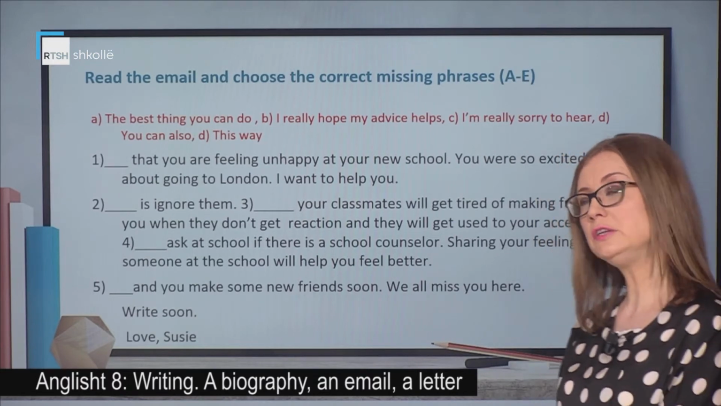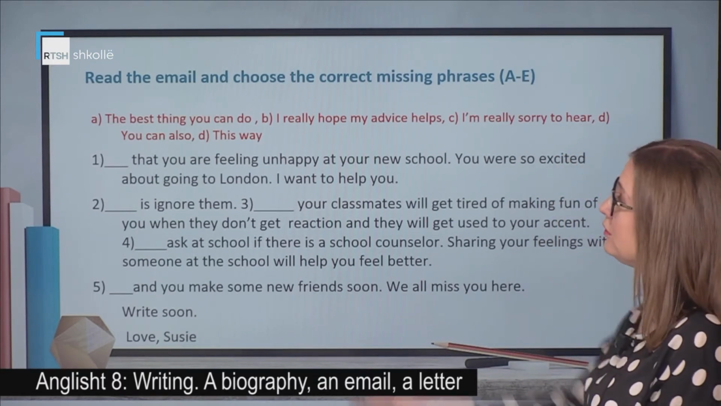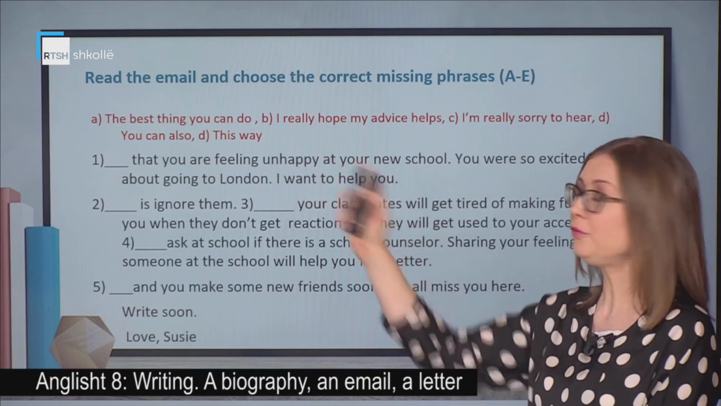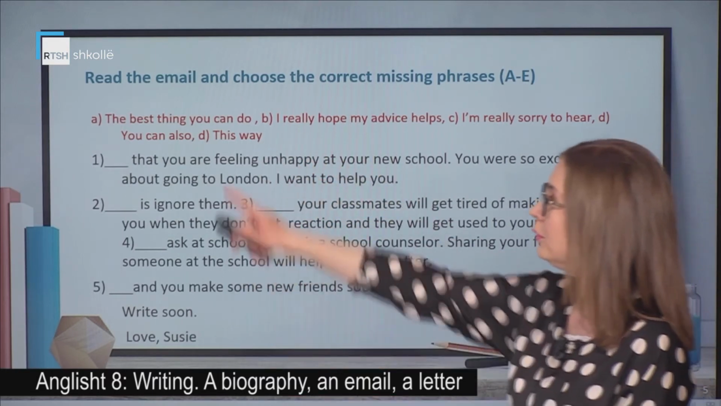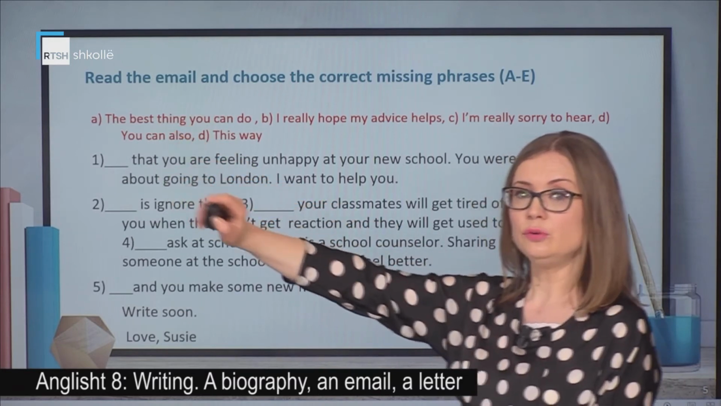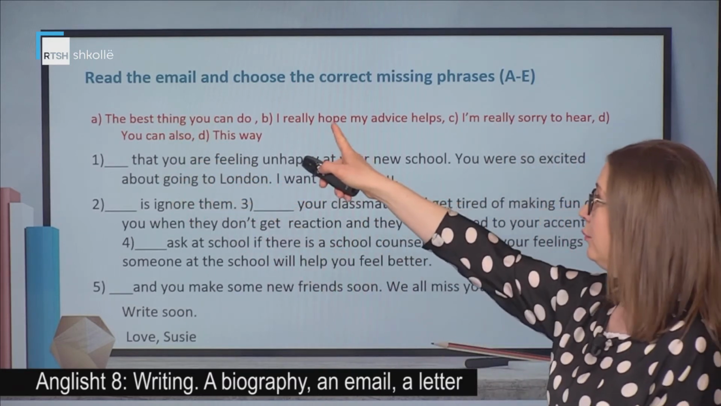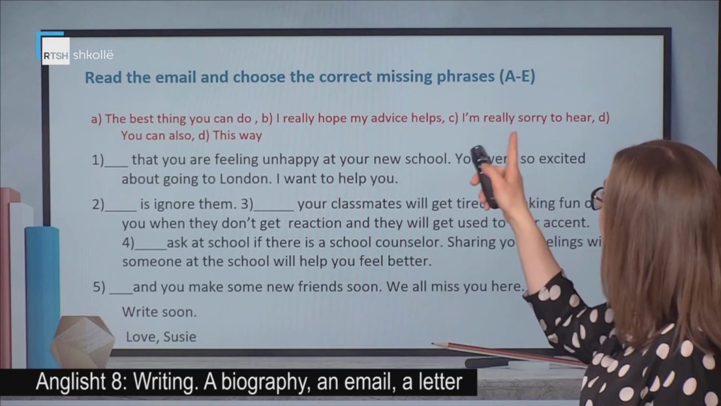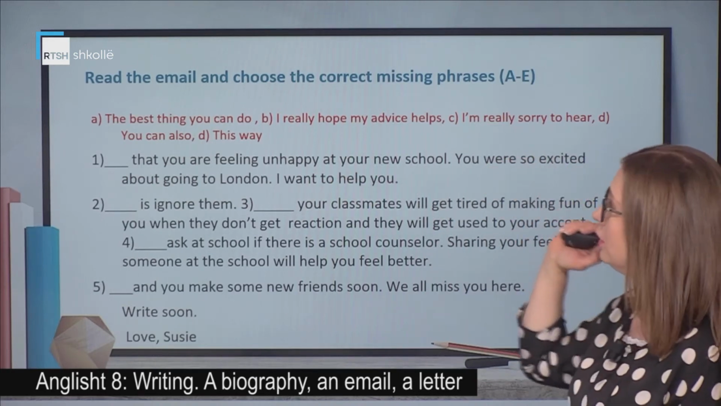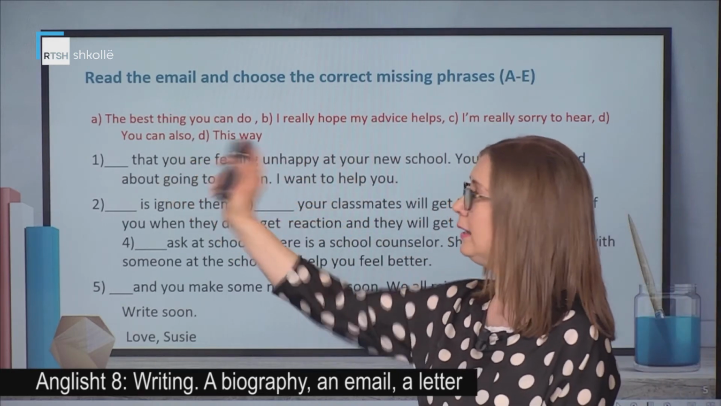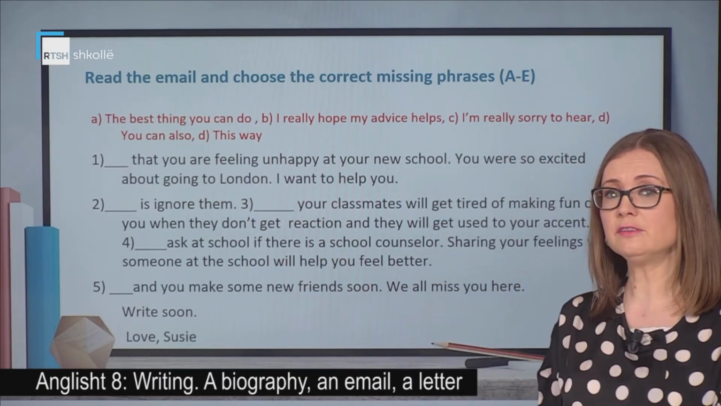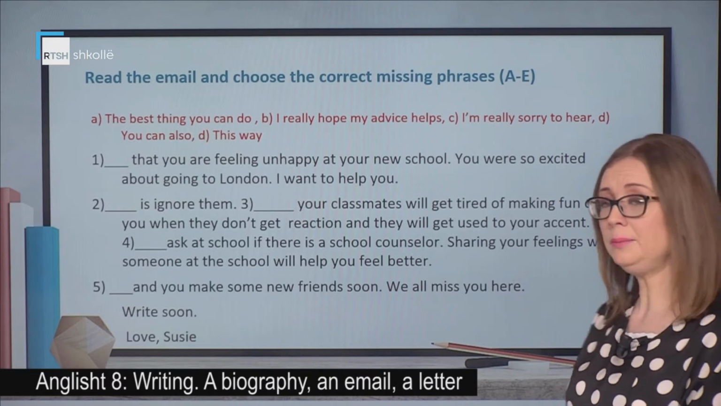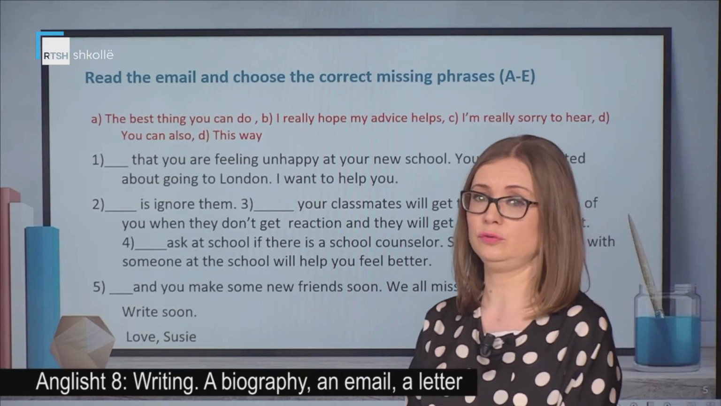We're going to read her friend's email by using the missing phrases that we have here. Let me read the missing phrases for you. The best thing you can do is the first one. We have, I really hope my advice helps. I'm really sorry to hear. You can also end this way. So these are the missing phrases, and we're going to read the email that her friend wrote to Tara.